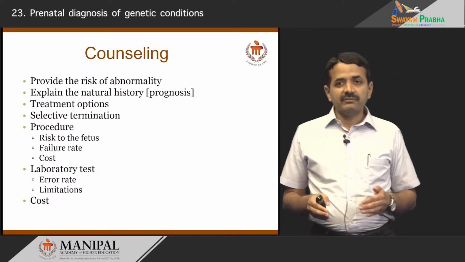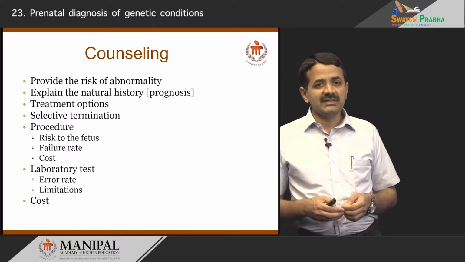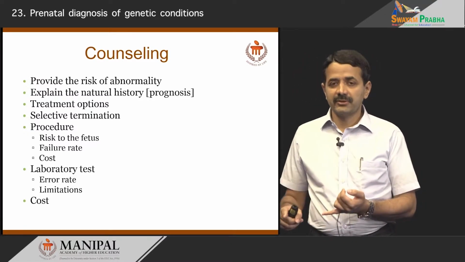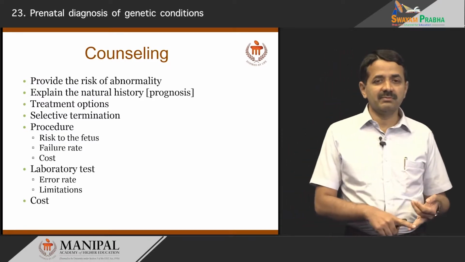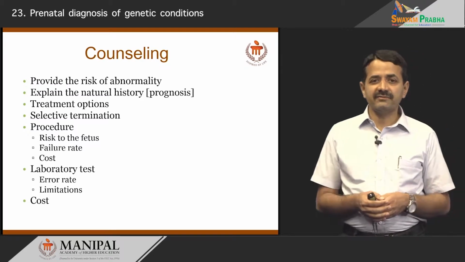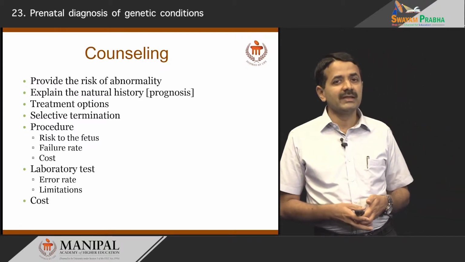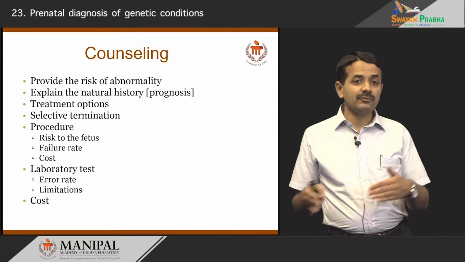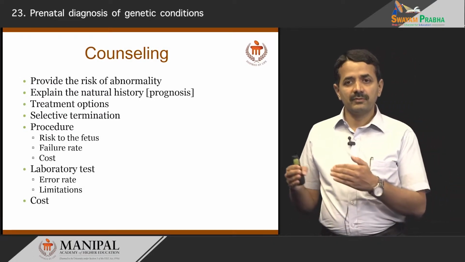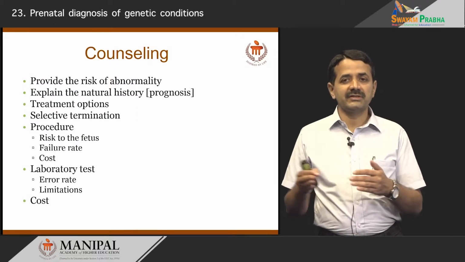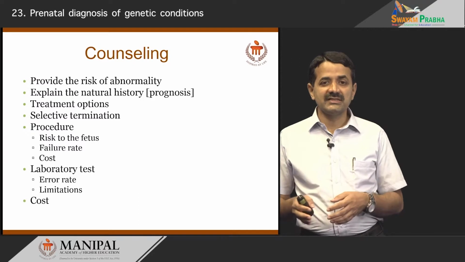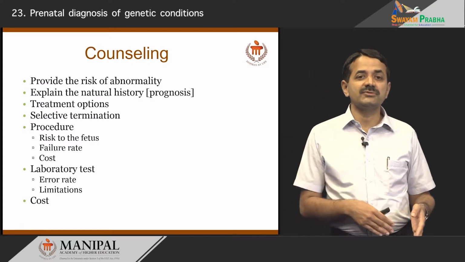What we do before the testing is genetic counseling. We tell what the risk of abnormality is, whether it is 25%, 50%, 1% or lower, or the exact risk figure if it is known, and explain the natural history. If you do not do the prenatal testing, what happens? What happens to the baby after birth? What is the natural history? What is the treatment option for the disease, and how do they respond? What is the response to treatment?